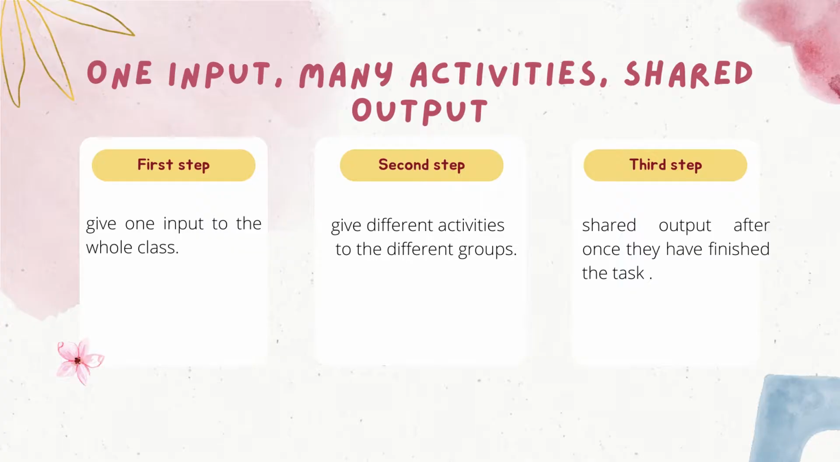So let's review. In one input, many activities, shared output, the first step is to give one input to the whole class. Afterwards, give different activities to the different groups, followed by shared output once they have finished the task.